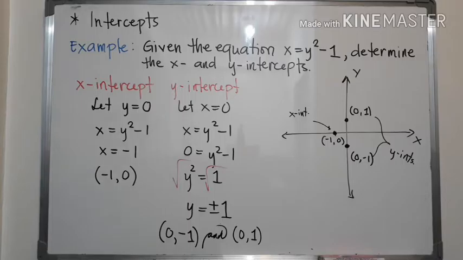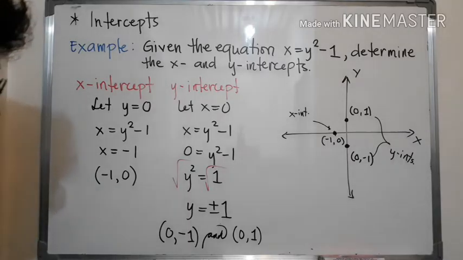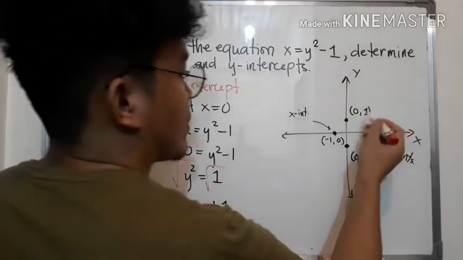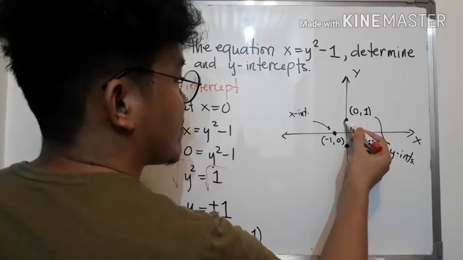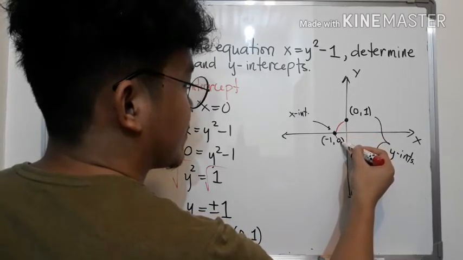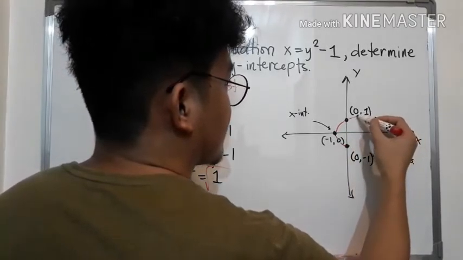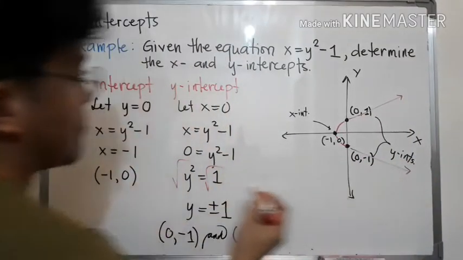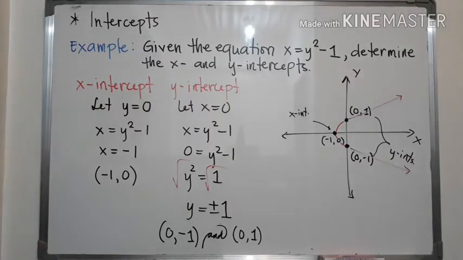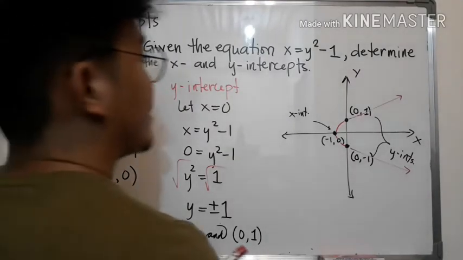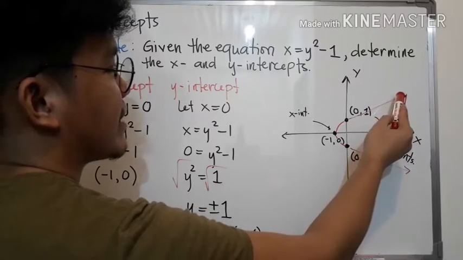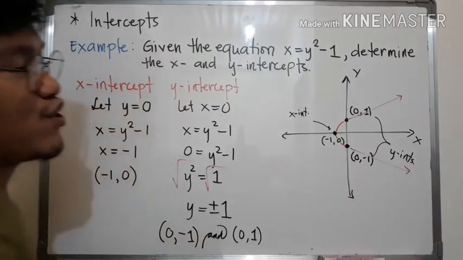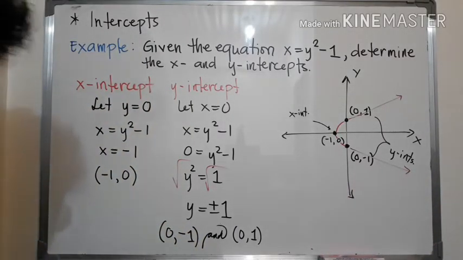If we are to sketch the graph of the equation, its graph looks like this. It's a parabola opening to the right. Notice that this graph, this equation, or this relation is not a function.